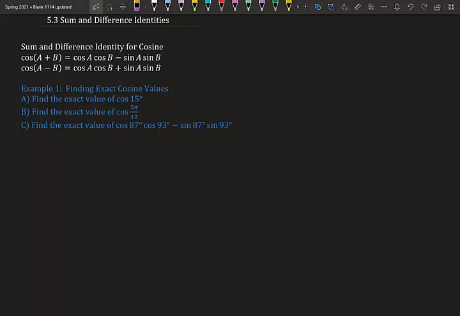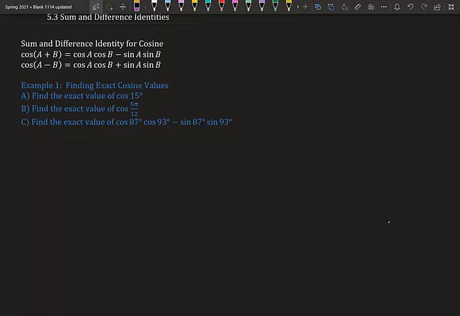5.3 Sum and Difference Identities. So the sum and difference identities for cosine, we have cosine A plus B equals cosine A, cosine B, minus sine A, sine B. And then if we have cosine A minus B, it's just the opposite of that, cosine A, cosine B, plus sine A, sine B.